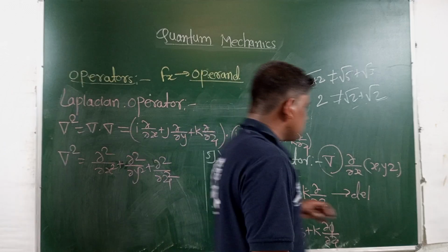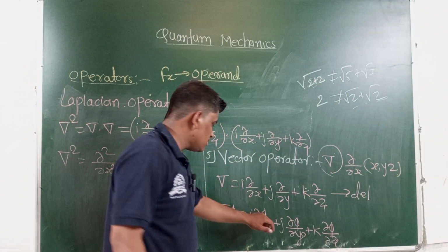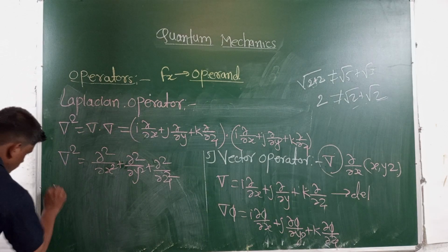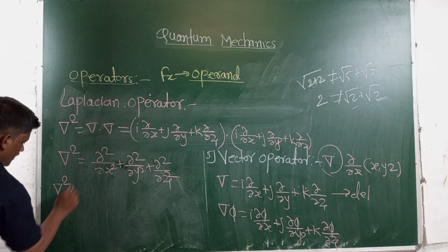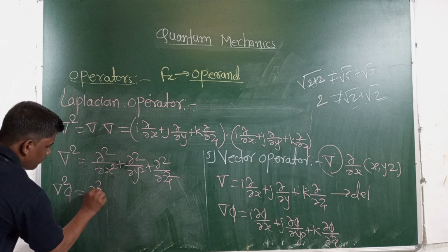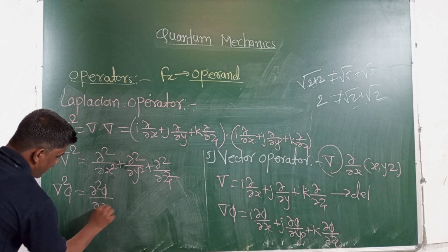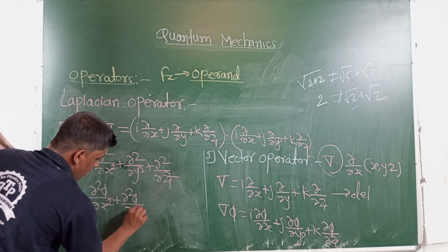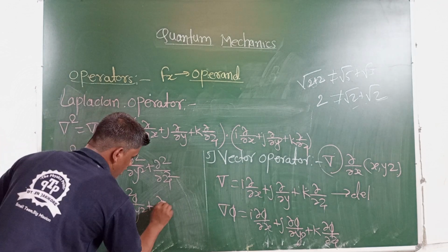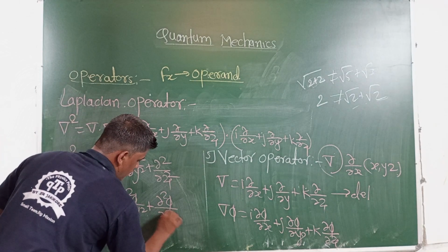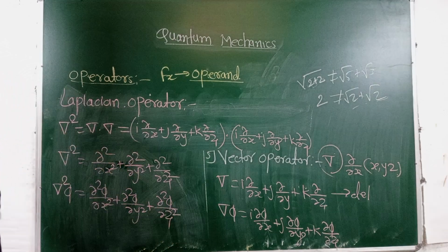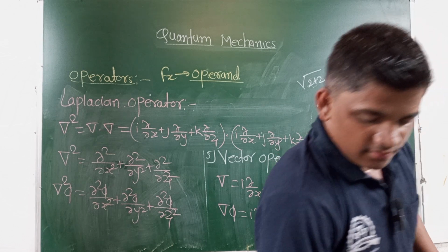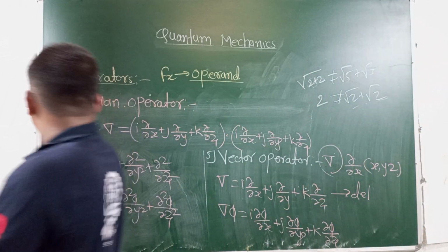When the Laplacian operator is operated on a function, that is phi, the function phi is called the operand. Then del square of phi is equal to del 2 phi by del x square plus del 2 phi by del y square plus del 2 phi by del z square. This is the last type of operators which are discussed in this lecture.